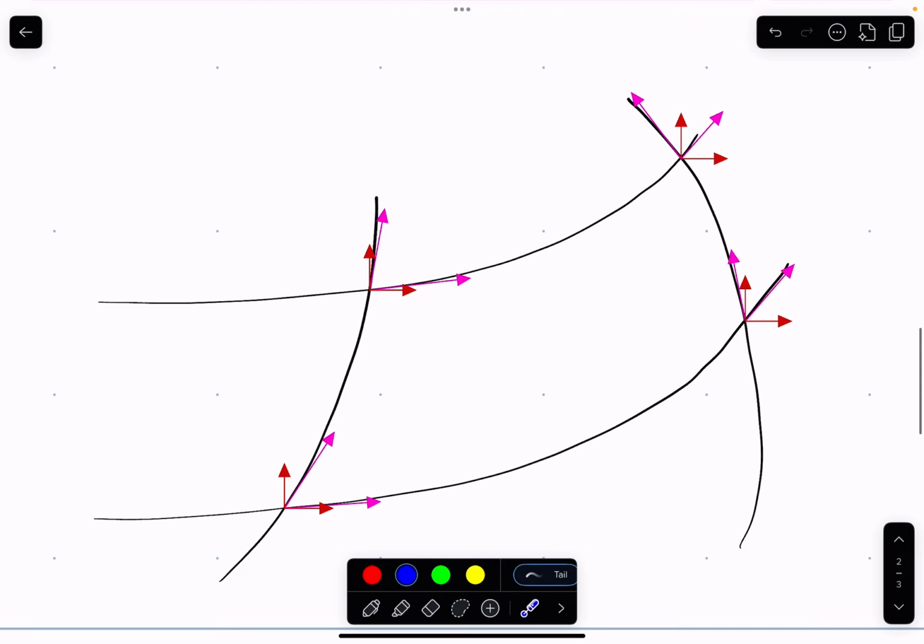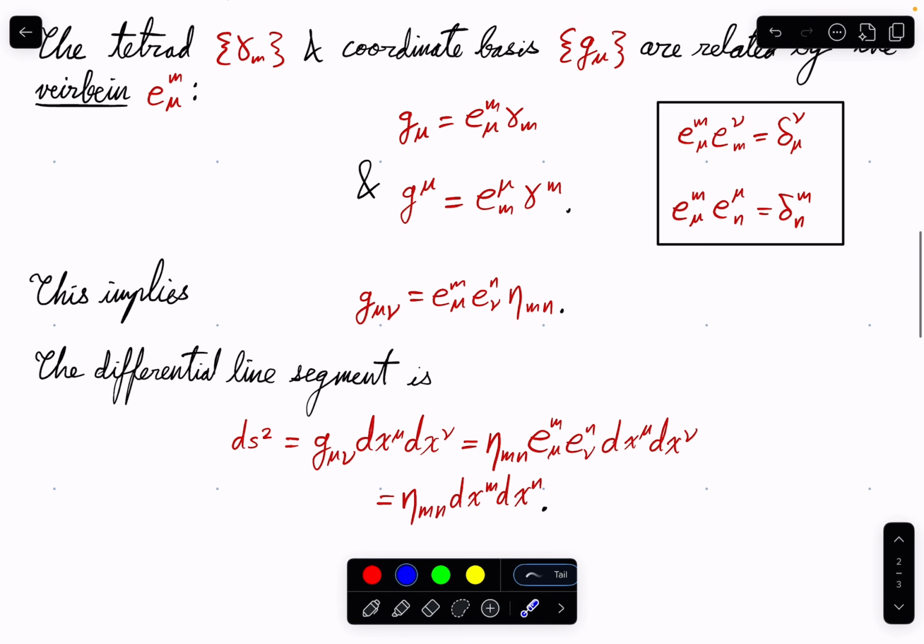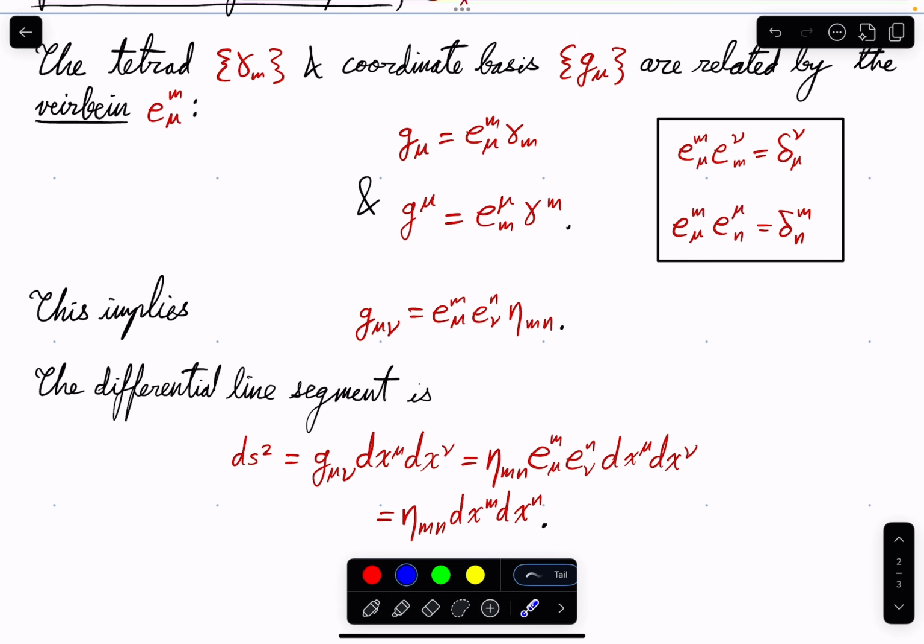And these are the essentials of tetrads and how we can use them to work with geometric algebra even when we're doing general relativity.